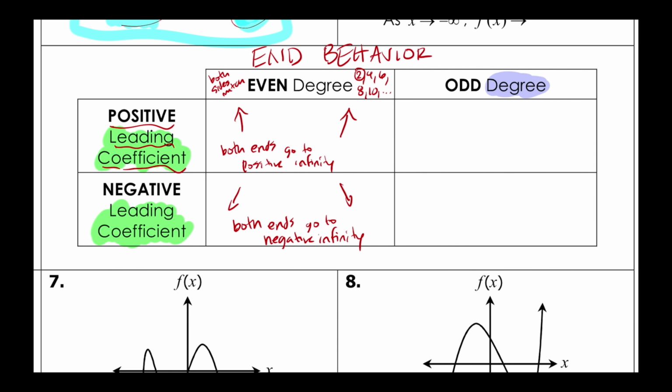So for even degrees, it's nice. Both ends are going to face the same way. They're either both going to go to positive infinity or both go to negative infinity. And what's going to determine that? The leading coefficient.